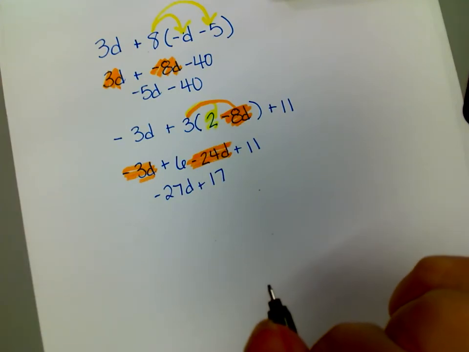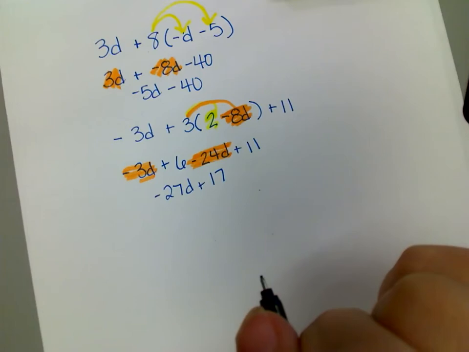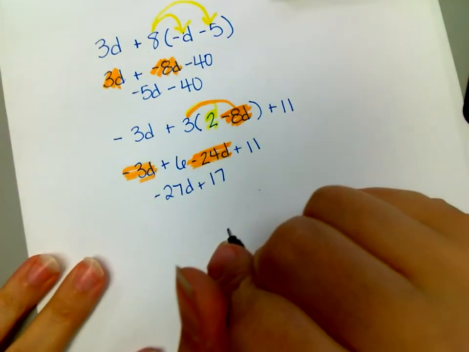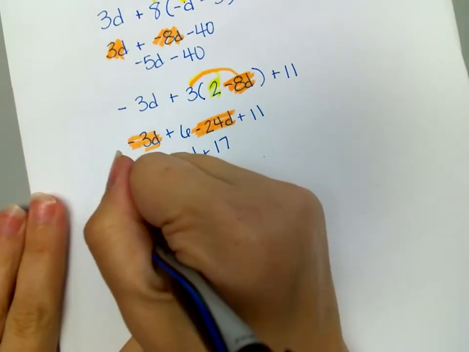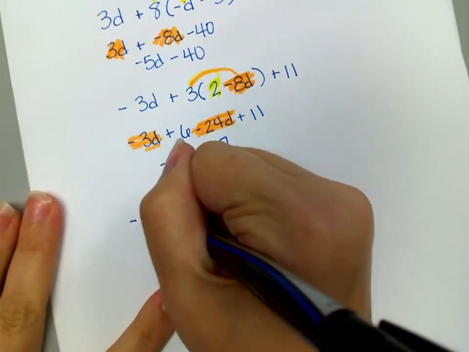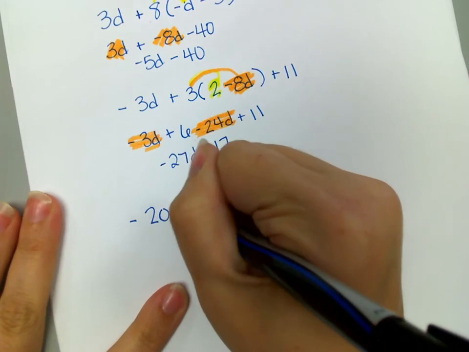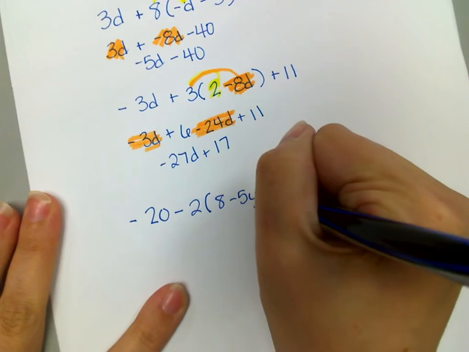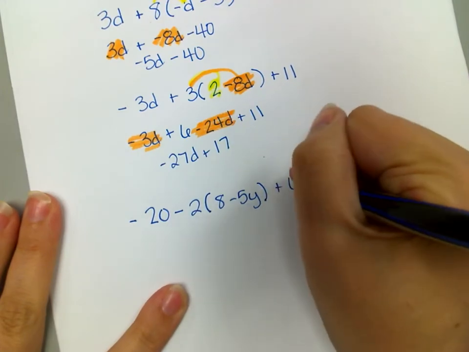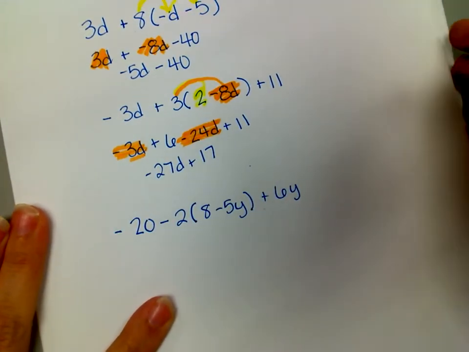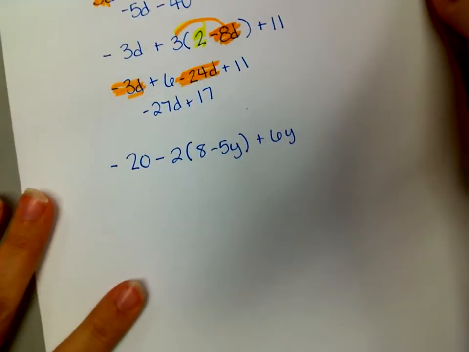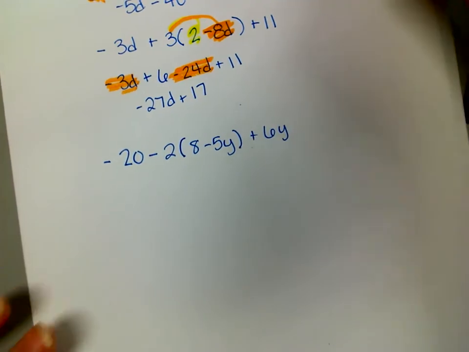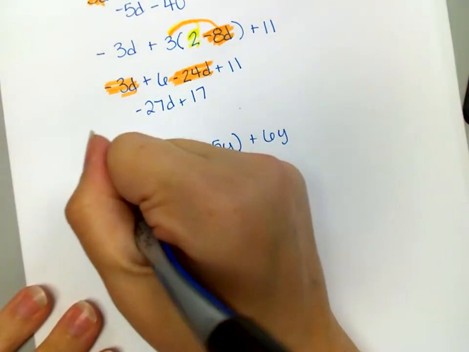Okay, I'm going to do one more problem. I'm going to do negative 20 minus 2 times 8 minus 5y plus 6y. Okay, so I'm going to start by taking this negative 2. Well, I can go ahead and write minus 20.